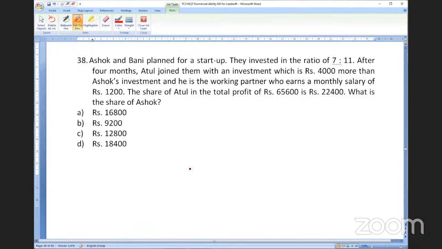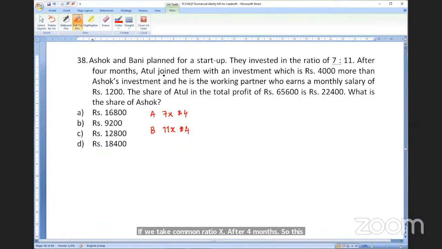Okay, let's see. Ashok and Bani, that is A and B, plan for a startup. They would be hoping for an investment, obviously. They invested in the ratio 7:11. Ashok invested 7x and Bani invested 11x, if we take the common ratio as x. This investment is there for 4 months only.